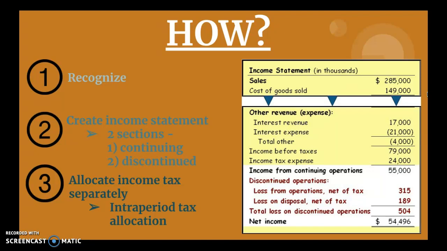This is known as intra-period tax allocation. First, you report income tax for your continuing operations, like usual. Then you subtract any income tax on the gains or losses from discontinued operations, and report only that final value. Both ASPE and IFRS use the same process for dealing with these kinds of operations.